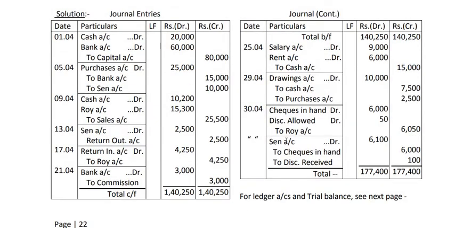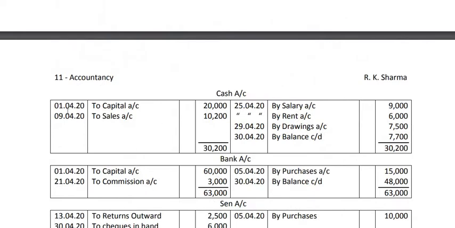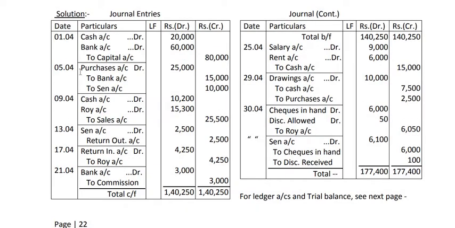See, first we shall complete the posting to cash account and balance this. So you see, on 1st April cash account debit to capital account. So in cash account we shall write to capital account, but not 80,000. We have to write to capital account 20,000. See what I have written. In cash account I have written to capital account 20,000. Okay. Then go to next entry for cash.